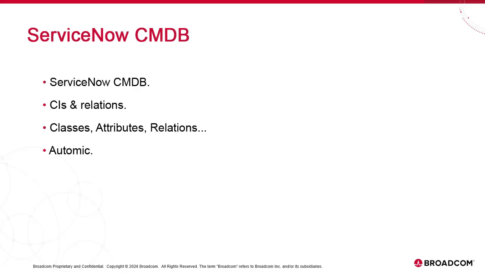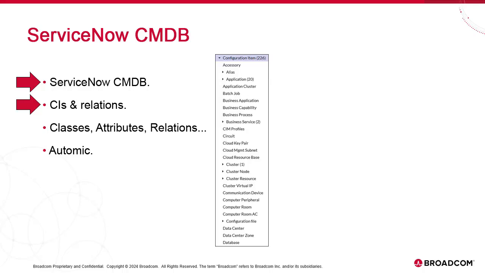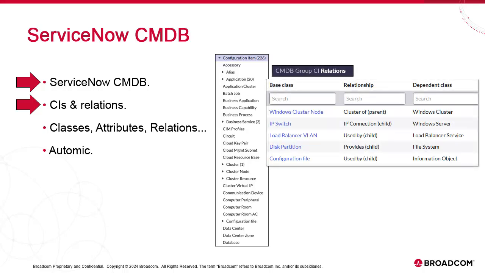ServiceNow is not just a ticketing system, it's also a powerful configuration management database, or CMDB. The purpose of a CMDB is to model a complete IT infrastructure by maintaining a catalog of assets, hardware, software, and network components that support the services provided by the organization. This means building and maintaining a full inventory of these assets called configuration items, or CIs. The relationships between these CIs are modeled as well.